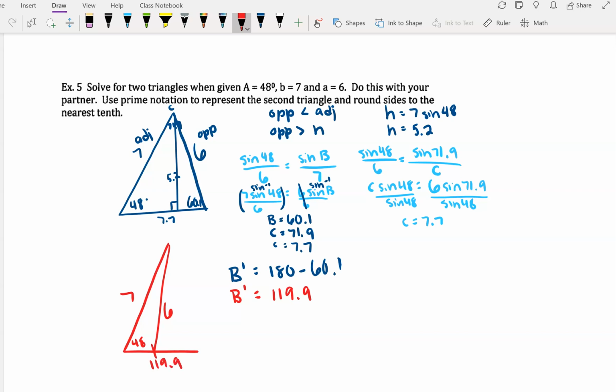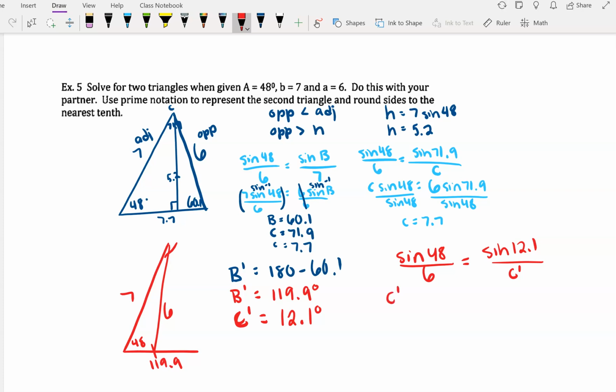And then we're going to use that to find angle C prime. So we'll do 180 minus the 48 minus 119.9. And we get that C prime is 12.1. Tiny little angle there. I should be putting my angle signs for both of them. Now using that C prime, I can finally find side C prime, little c. So we'll do sine of 48 over opposite side, which is 6, equals sine of 12.1 over opposite side, which we don't know. We'll just call that little c prime.